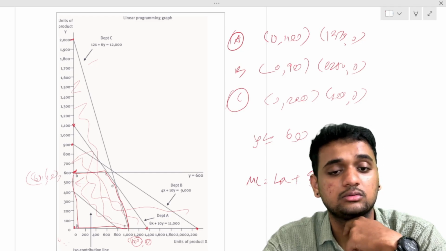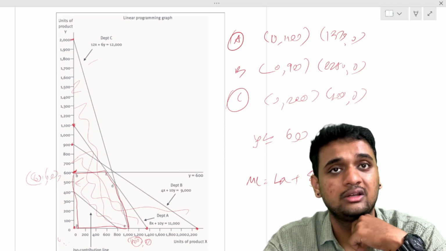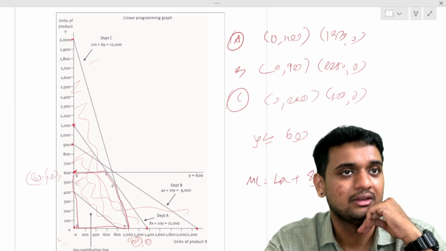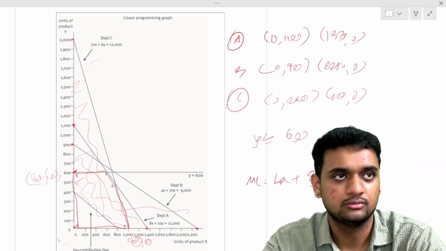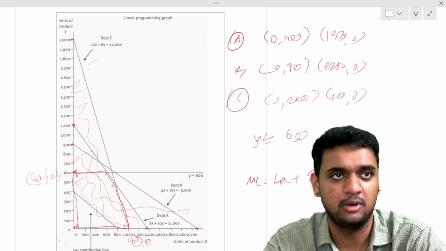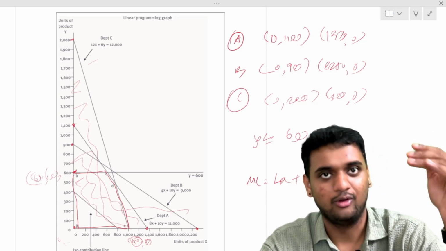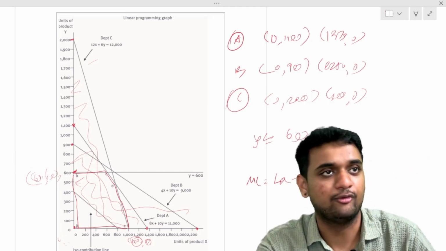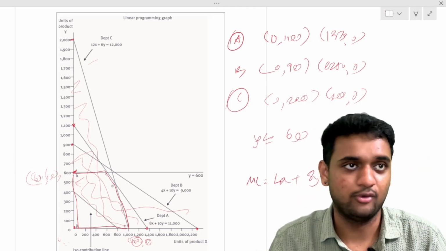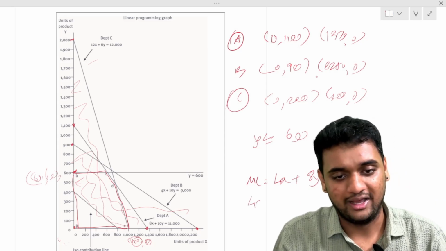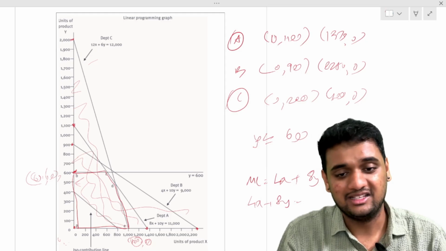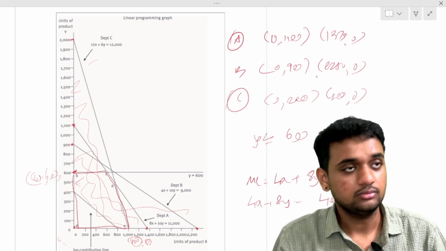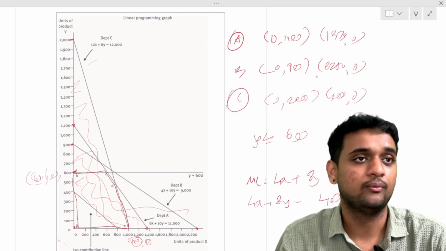Can you take 4,000? It is a random number you can take, any number divisible by 4. What happens if you take a lesser number, or a higher number, I will tell you later. But for now, we will take 4,000, which is divisible by 4 and 8. So 4x plus 8y is equal to 4,000.